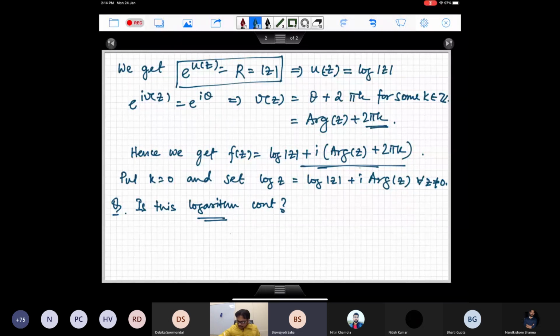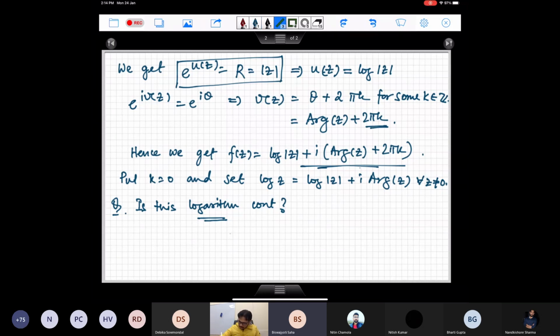Great, so that's a good point made by Nitin. Of course, log mod z, I don't have to bother about that. That one is anyway on the R plus, so that thing is continuous, fine. But this argument function is not continuous. That's a very good point made by Nitin. So exactly that is the problem which we are going to encounter for the logarithm as well. Okay, so let us see what he was trying to say.